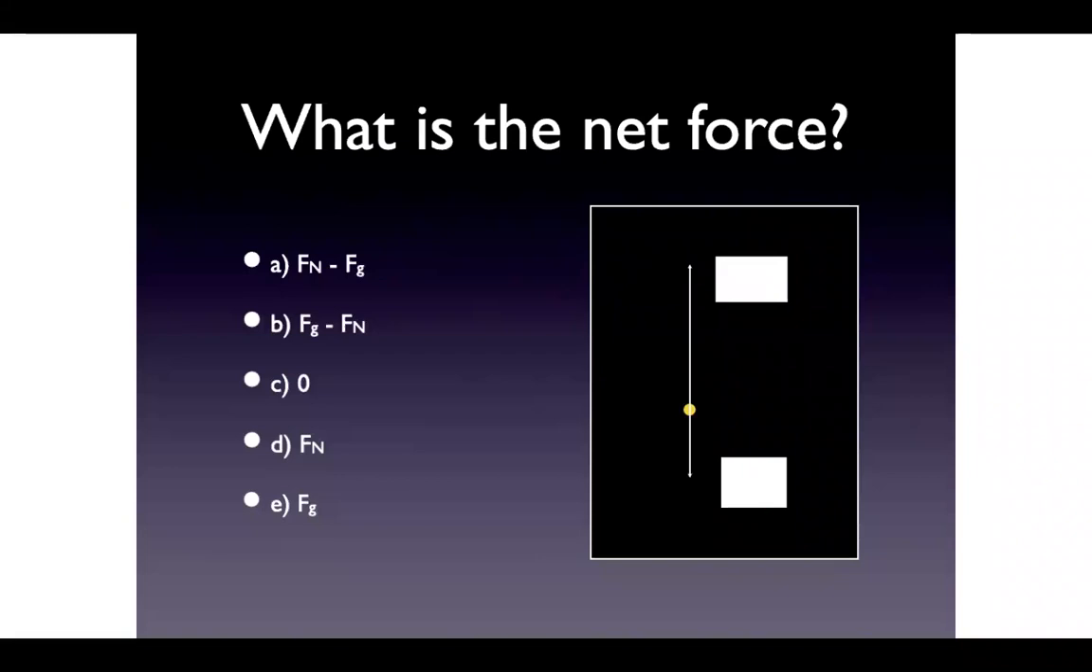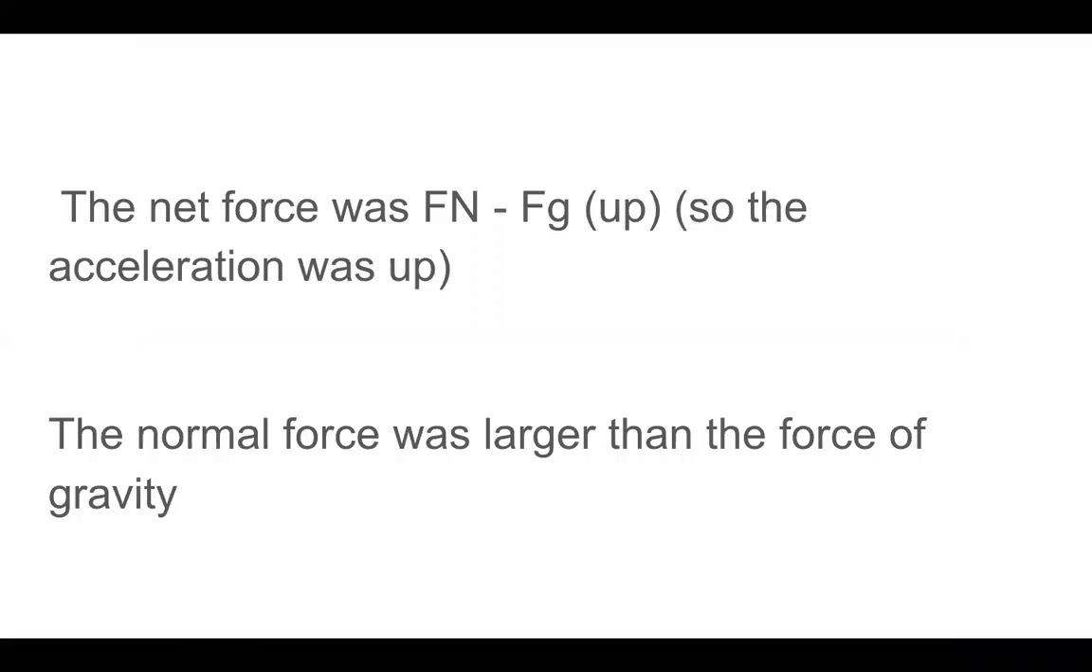In order to accelerate upward on the elevator, you need a larger normal force than your force of gravity. And so that's how you are going to change your motion in the upward direction. So again, I just looked at this bigger arrow up and I knew I was accelerating up. And so I want to say that my net force is always going to be that big force minus that small force. And so in this case, that big force minus my small force would be found as answer A. Normal minus gravity.